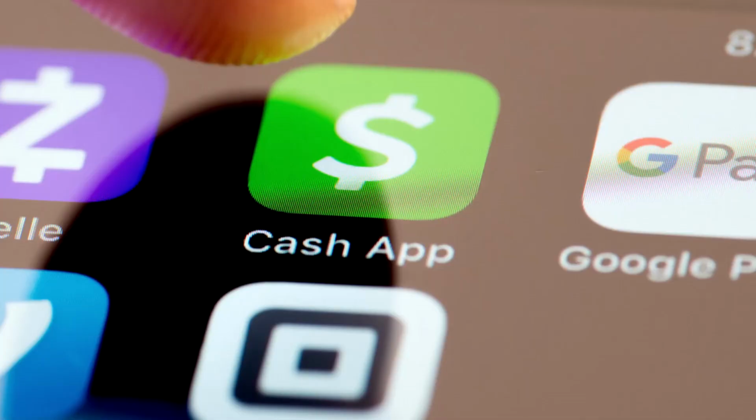Now, one of the main reasons why I speak so highly about all these investing apps is because I hear from so many people that it's hard to get started with investing. But in this day and age, there are so many apps that not only make investing simple, they don't make you use a lot of money to get started. Now, Cash App is one of those apps.